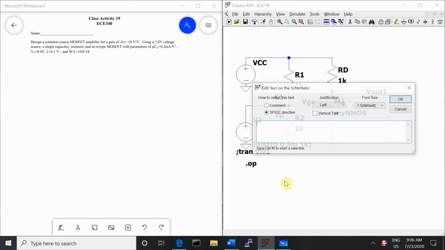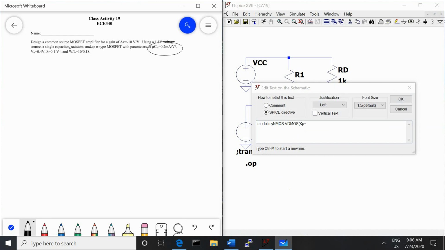and then we're going to use a SPICE directive to specify the parameters Kp, VTO, and lambda. So we use my NMOS, Kp is this number times this number, so that's 0.011. VTO is the same as VTH. LTspice uses VTO, the turn-on voltage, and we often use VTH, the threshold voltage. Those are the same variable. So 0.4, and then lambda is also given to us, is 0.1.